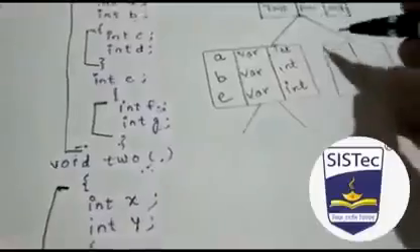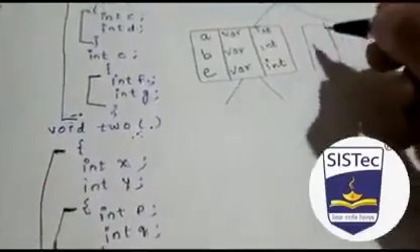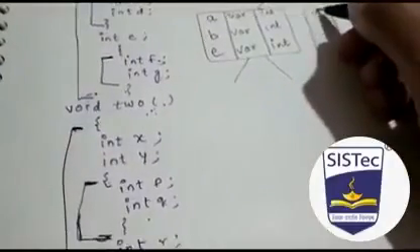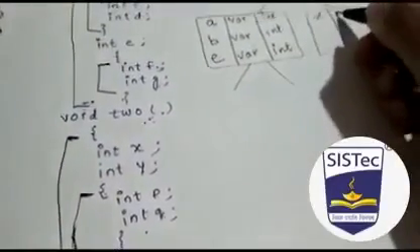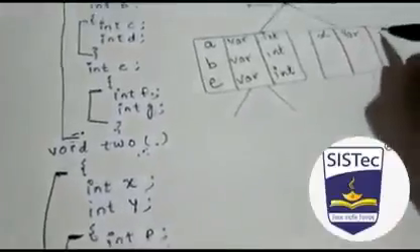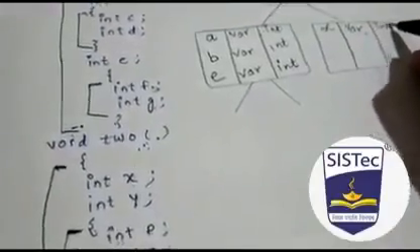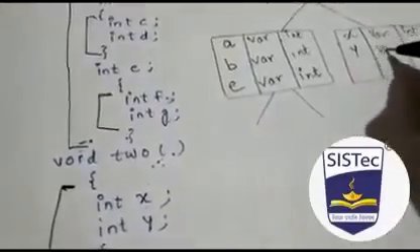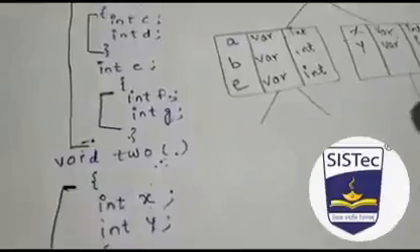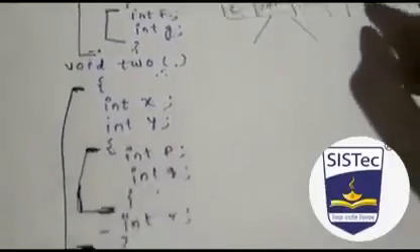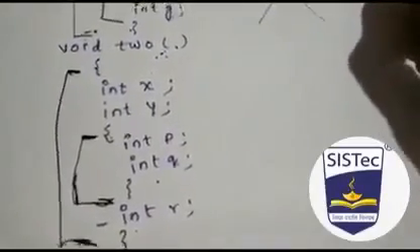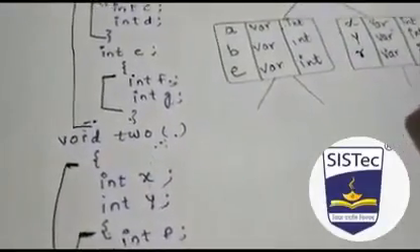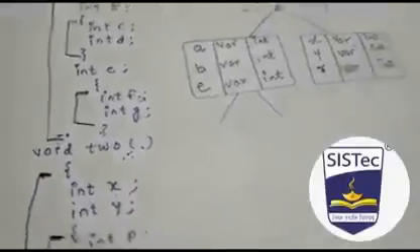Now we write entries for function 2. So we have the variable X. It is a variable and type integer. Next, the variable Y, and it is also of type integer. Next, we take the variable R, and it is also of type integer.